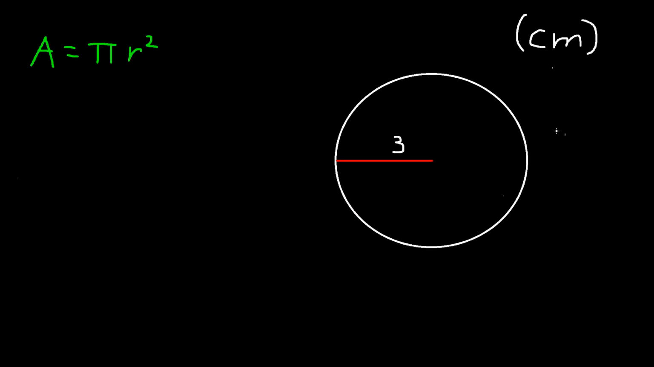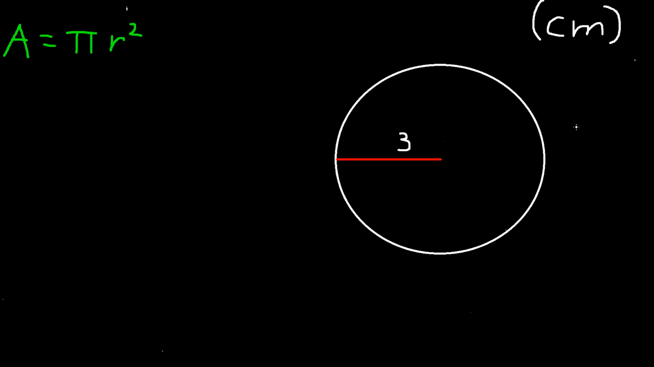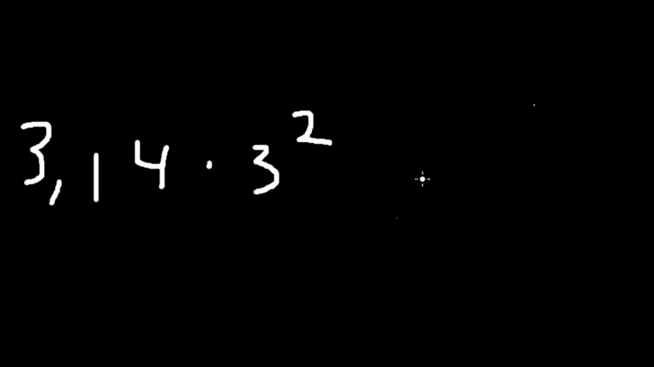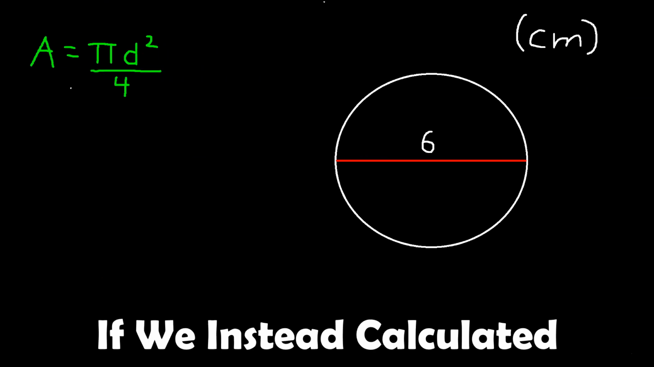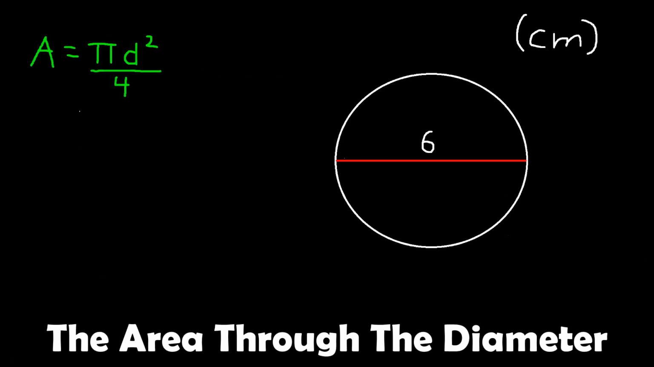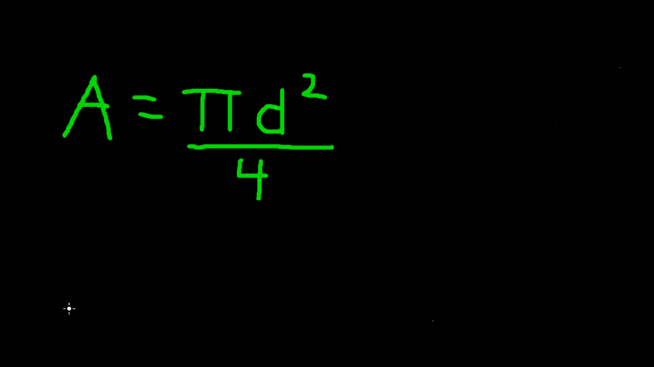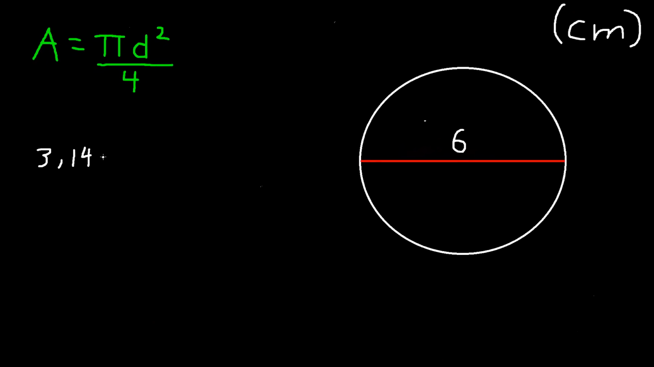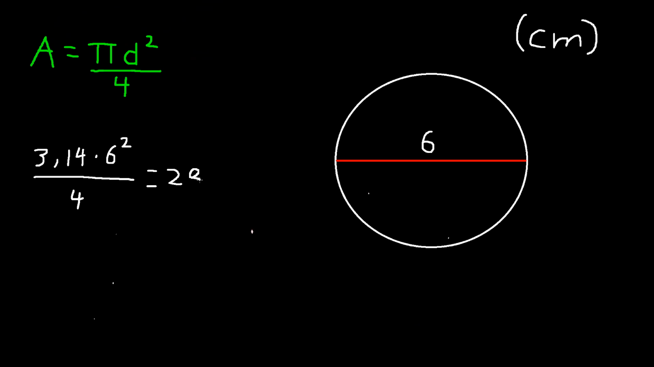So let's say we have a circle with a radius of 3 centimeters. If we use the first formula, the calculation becomes 3.14 times 3 squared, which is 28.26. If we instead calculated the area through the diameter, we can use the second formula, which is 3.14 times 6 squared divided by 4, which results in the same answer.